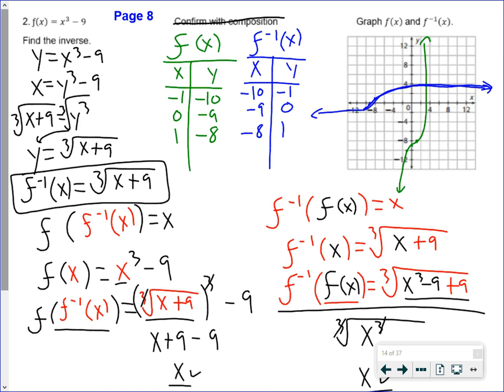Okay. Now for number 3 and number 4, I want you guys to pause the video for both of those and work it out on your own. And I'm going to post the answer, and we'll go over it really quickly together.